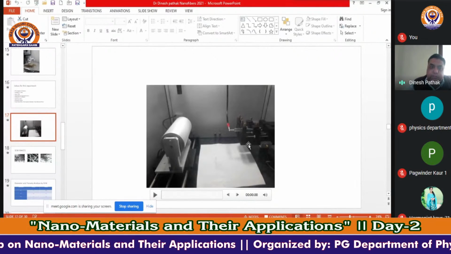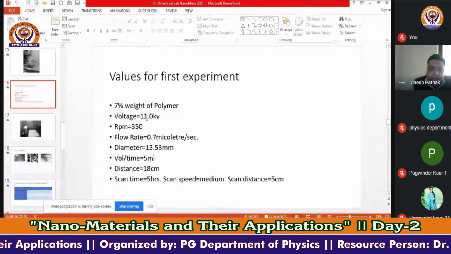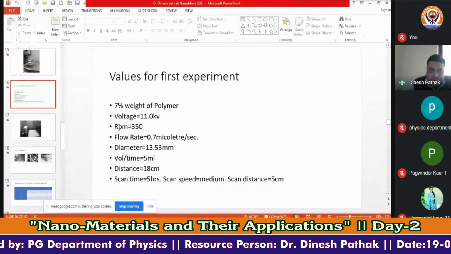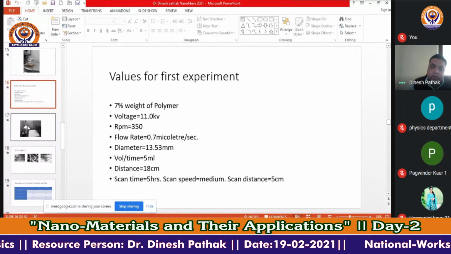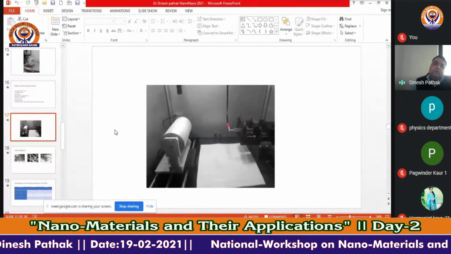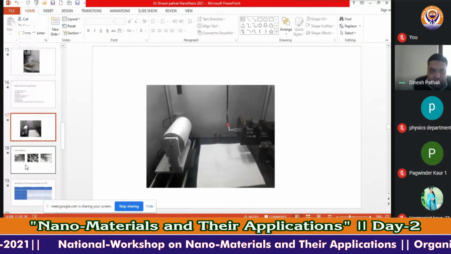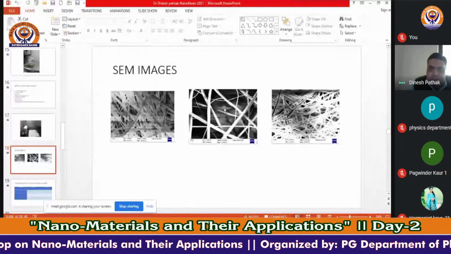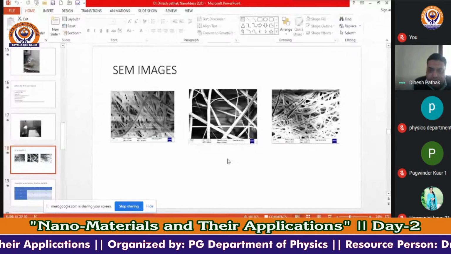Similarly, you can change the potential which you are applying here. We applied a potential of around 11 kilovolt. Similarly, you can change this RPM, written here, rotation per minute, 350. You can do 200 rotations per minute, or maybe 300 or 400. When you change all these parameters, the porosity and diameter change. Diameter means these fibers, and the porosity means the voids in between, which we are watching here in the scanning electron microscope micrographs.